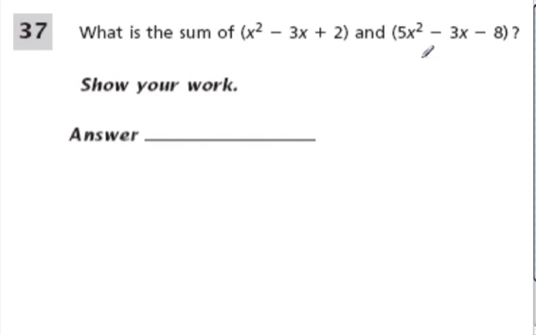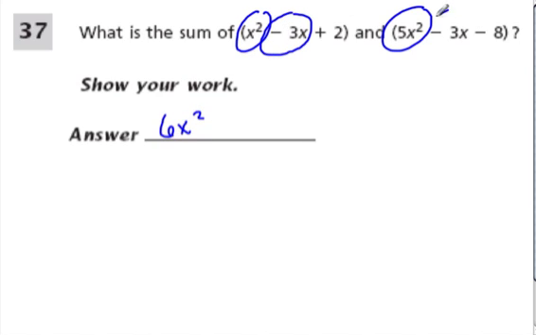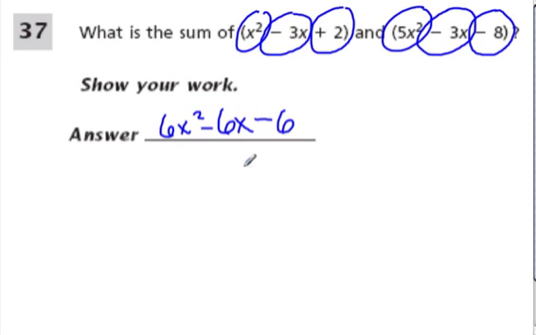Here, what is the sum of these two polynomials? Same idea, I'm going to add these like terms. Add the coefficients of 1x squared plus 5x squared, that's 6x squareds. And then negative 3x plus negative 3x, that's negative 6x. And then 2 and negative 8, well that's negative 6. And that's it. And to show the work, you would show each step how you did this.